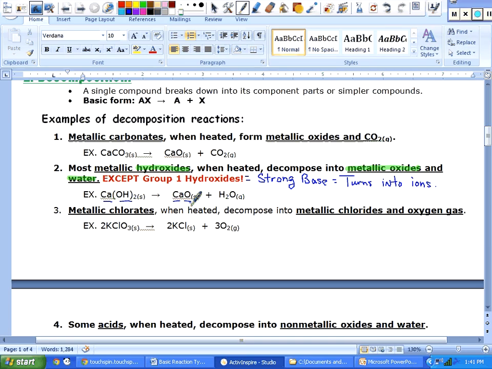They're strong bases. Okay? So is this the opposite of synthesis? Exactly. It's the exact opposite. So you're taking a compound and you're breaking it up instead of putting them together. So essentially we can do the opposite of one. So I can take these two things and mix them and make that.